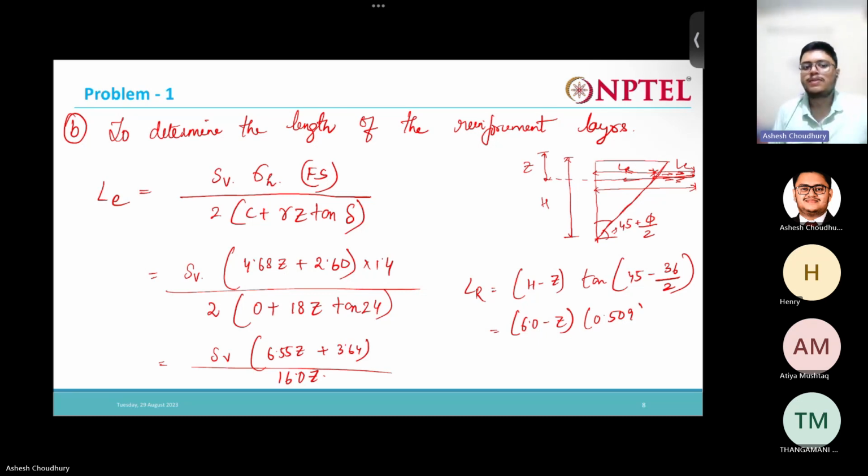So we got LE, we got LR, right? If we add these two, we will be getting the length of the reinforcement. At LE, you can see this embedment length is varying with depth Z and also with spacing. So now what we have to do, we need to make one table to determine the length of each reinforcement.